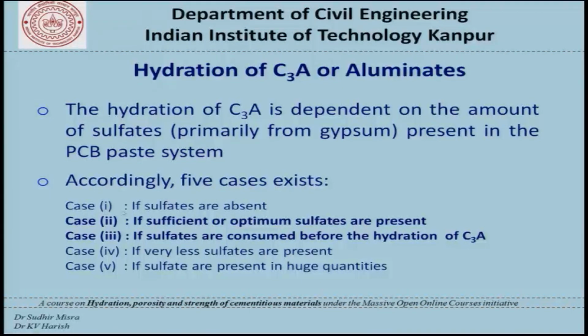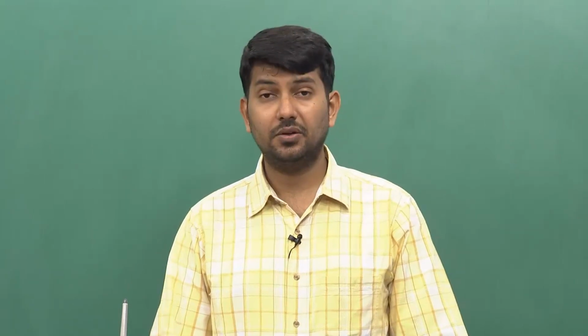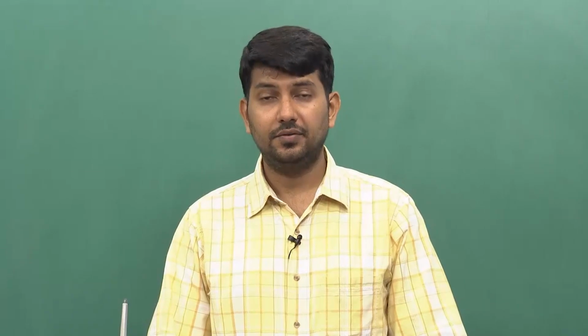Now case 1, if the sulfates are absent, which means we are creating a situation that assumes gypsum is completely not present. In that case, how does tricalcium aluminate behave, or what is the reaction with water? In the second case, if sufficient or optimum sulfates are present. In the third case, if sulfates are consumed before the hydration of C3A. In the fourth case, if very less sulfates are present. Remember, sulfates are not completely absent, but you have less sulfates compared to aluminates. And in the fifth case, if sulfates are present in huge quantities compared to aluminates. So for these 5 cases you have 5 different reactions. Each of these reactions is extremely important, and primarily this defines the setting time of cement.